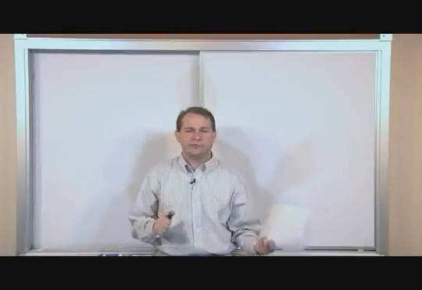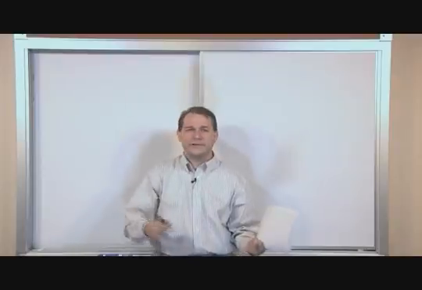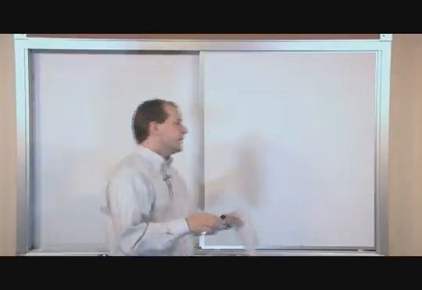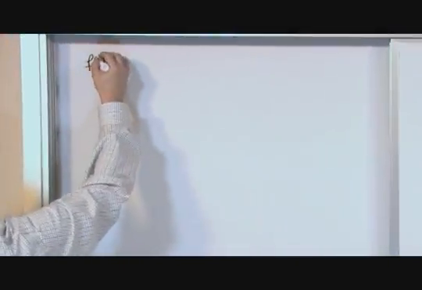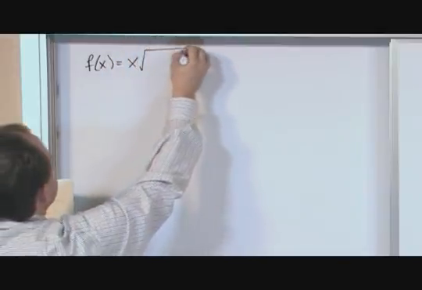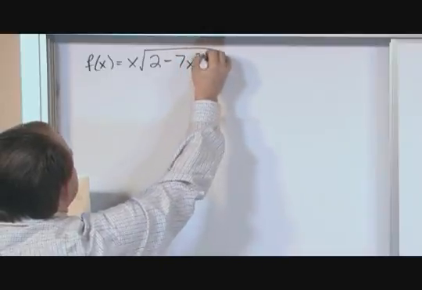So what we're going to do is do some challenging problems indicative of what you might see on your test. And if you can do these, and the extra ones that you can find in your textbook, you'll be absolutely fine and comfortable dealing with the chain rule. So let's say we had a function f of x is equal to x times the square root of 2 minus 7x squared. All right?